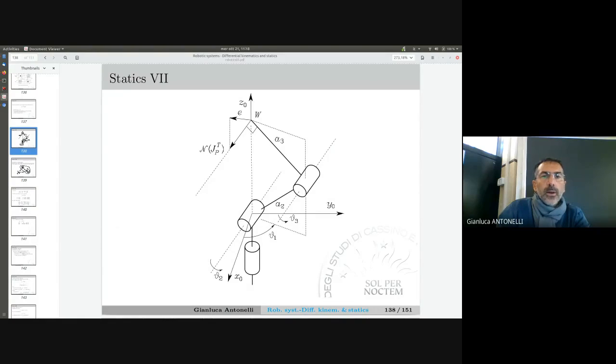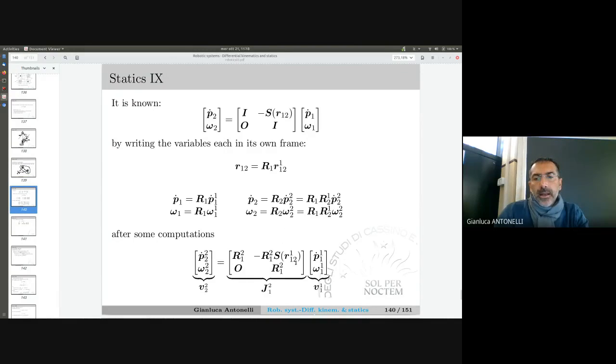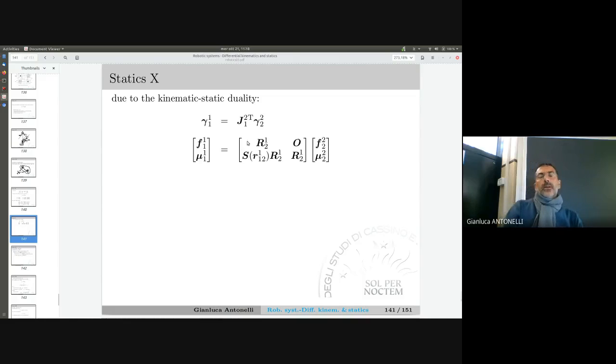Let me, more or less quickly, use the kineto-static duality in order to understand the transformation between forces and moments expressed in two frames fixed on the same rigid body. Without going into too much detail, we use the kineto-static duality in order to obtain a relationship that allows us to understand the transformation of forces and moments when the two frames are attached to the same rigid body.